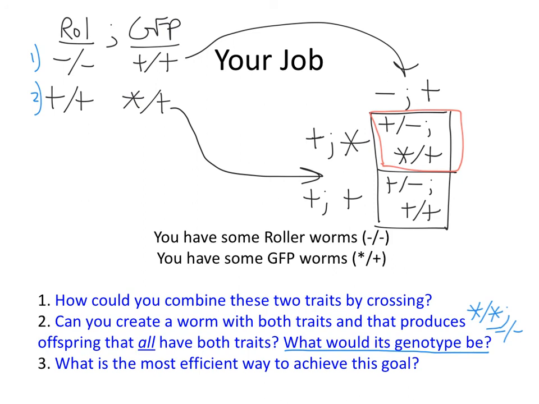Wouldn't you want to self-cross it because it has an asterisk and a minus, and none of the other ones have both of those together? That makes sense to me. Would it work to cross to parent 1, because you can get homozygous rollers, and then you can still have the heterozygous for the asterisk, so you have the roller completed?